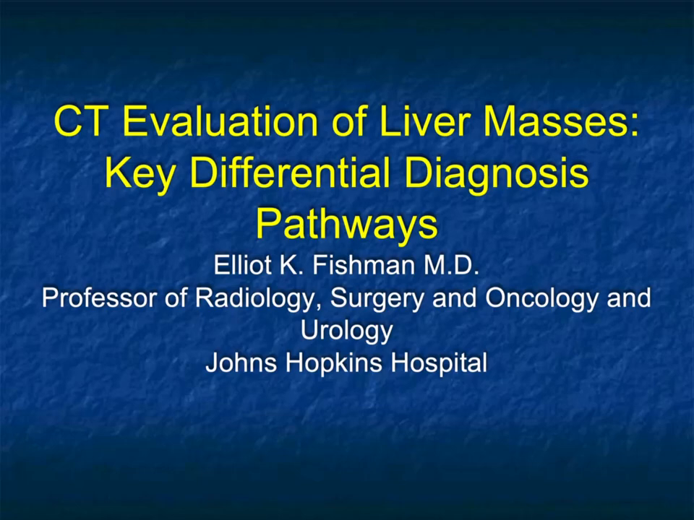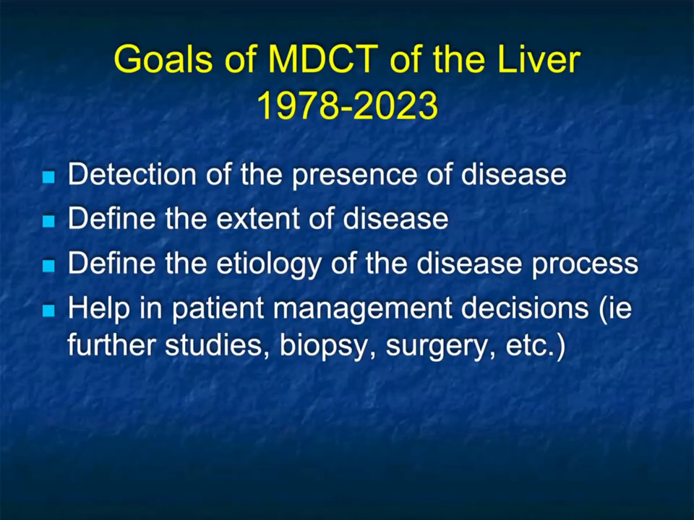And this is going to be on the CT evaluation of liver masses, focusing on key differential diagnosis pathways. So we're going to take a look really carefully, and you think about it, the goals of CT of the liver, and truthfully the goals of CT of the pancreas and kidneys and bowel, is always the detection of the presence of disease. That's the number one goal. Is there something going on?